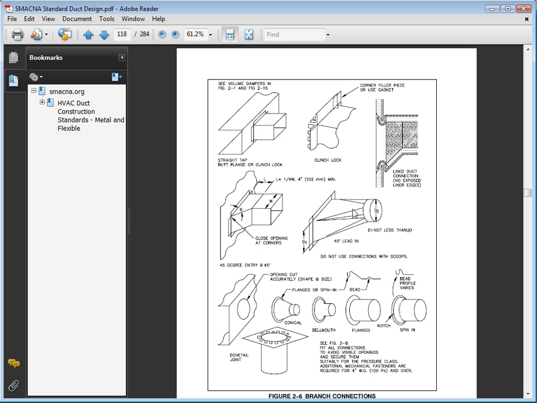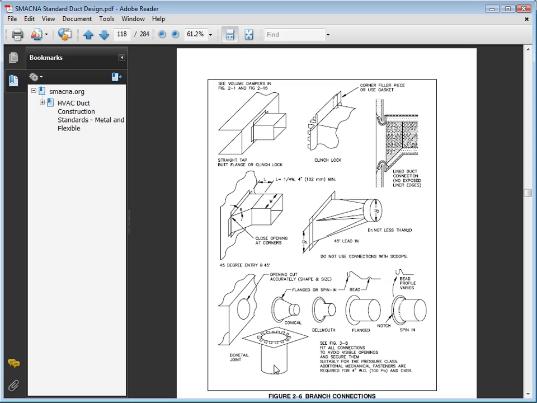The conical ones, here SMACNA talks about how diameter 1 cannot be less than diameter 2. And actually that's not diameter, this is a dimension. Dimension 1 in height cannot be less than this dimension here. And this right here is really a transition from rectangular to round.